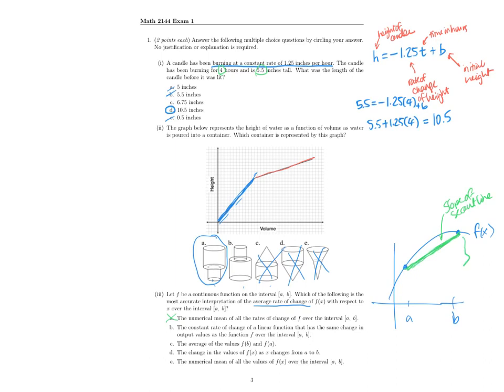And so this change in output values, f of b minus f of a, is the same as the function f. So that would be like this height of this triangle would be the same. So the correct answer is B. Let's look at the other answers just to see. The average of the values of f of b and f of a. It's not that. An average rate of change is not the same thing as just taking an average of two y values. And it's not the change in all the values. No, that's not it. Okay. And it's not the numerical mean of all the values of f. No. So the correct answer there is B.